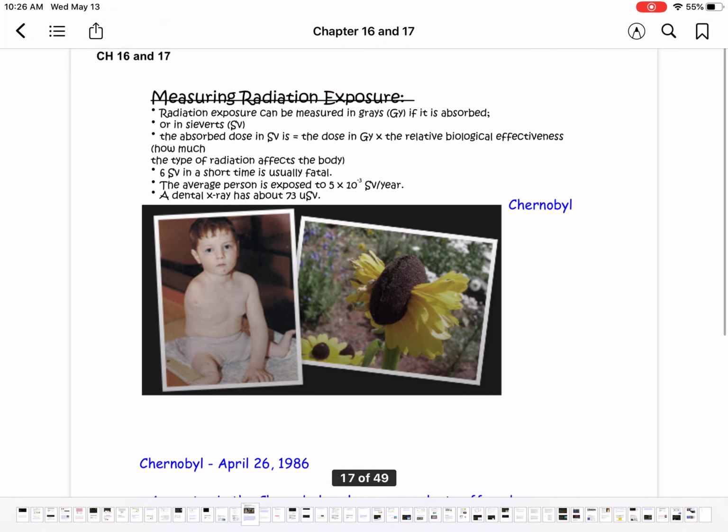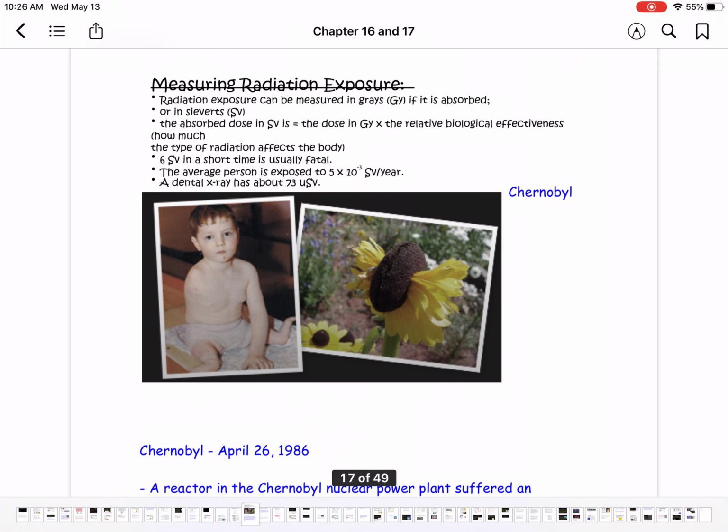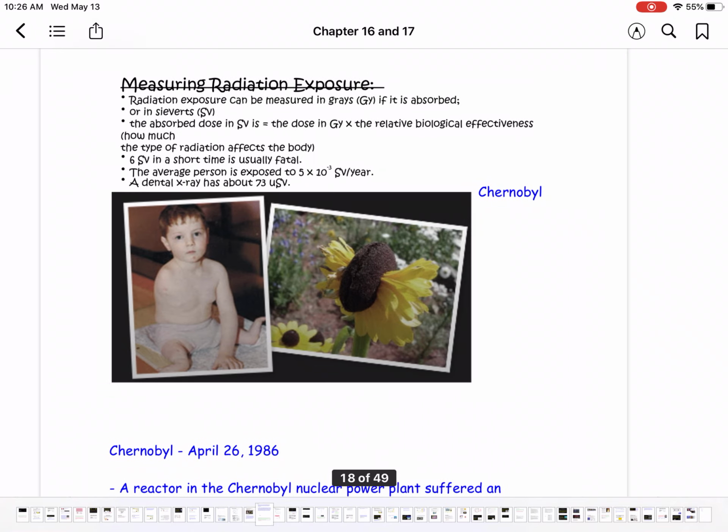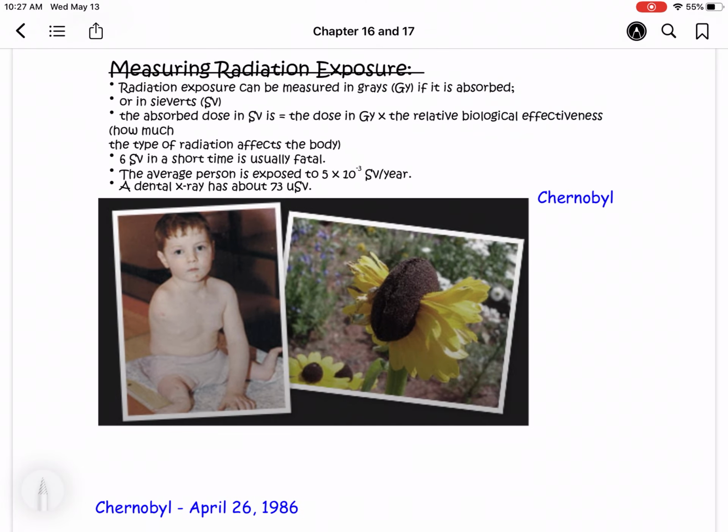Okay, so the main one you've ever seen or heard of is Chernobyl. Chernobyl was bad. Radiation exposure is measured in grays, or sieverts. You don't have to know this, it's just for interest's sake. Basically the idea is that 6 sieverts in a short time is usually fatal, and the average person goes through 5 times 10 to the negative 3. A dental X-ray is about 7.3 times 10 to the negative 6 sieverts, right? So it's not very much.